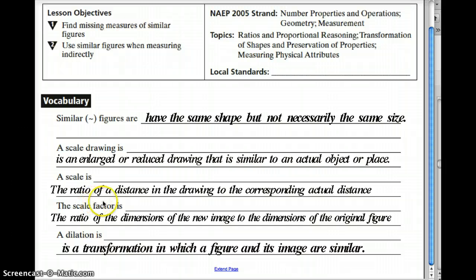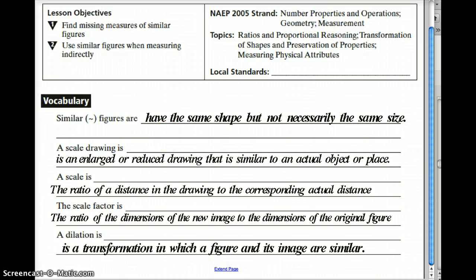Scale is a ratio of distance in the drawing to the corresponding actual distance. Scale factor is the ratio of the dimensions of a new image to the dimensions of the old figure. And dilation is a transformation in which the figure and its image are similar. Okay, so there's some vocabulary for you.